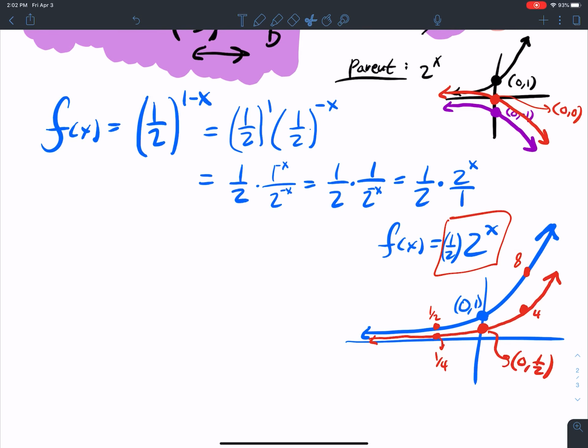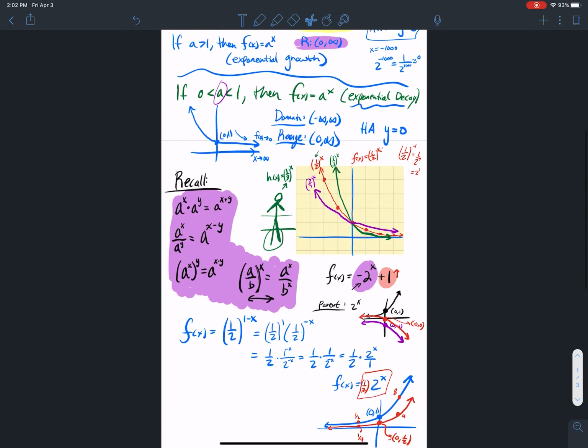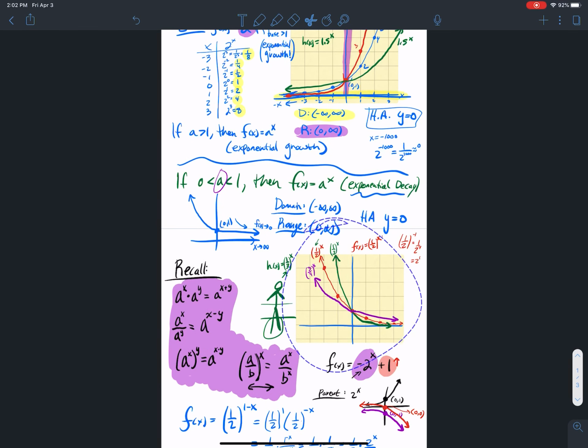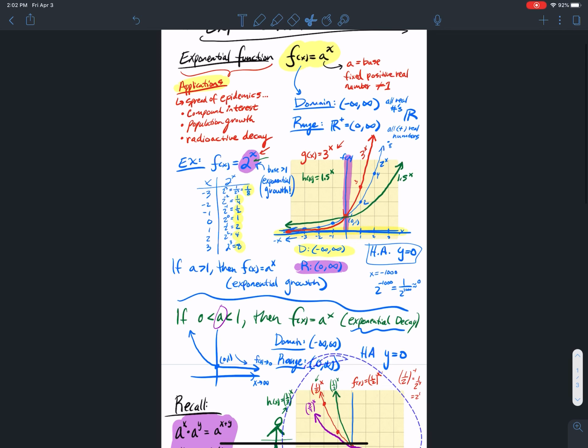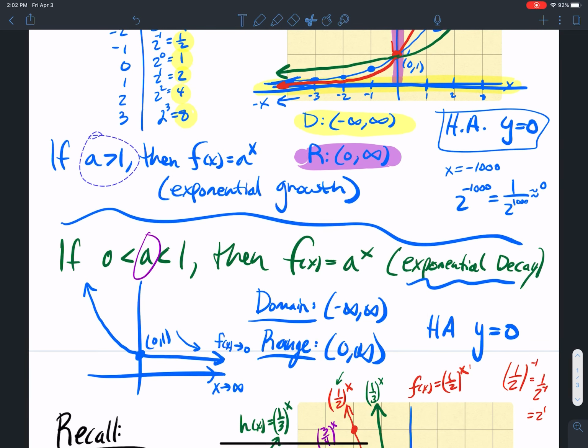So let me change the color here just because it's fun. All right. Hope that video helps you kind of understand the basics behind exponential growth and exponential decay. The big thing here, remember, for growth your base is greater than 1, and for exponential decay it is between 0 and 1. Okay, all right, good luck.